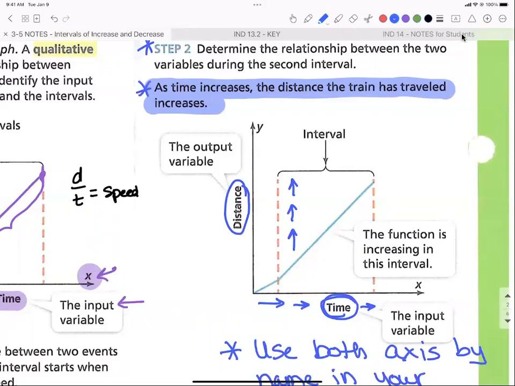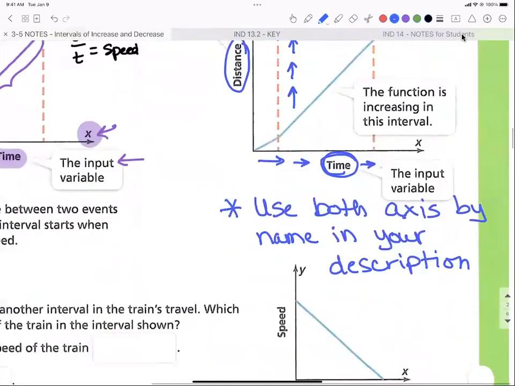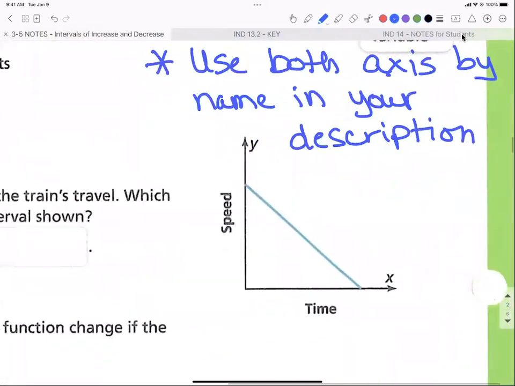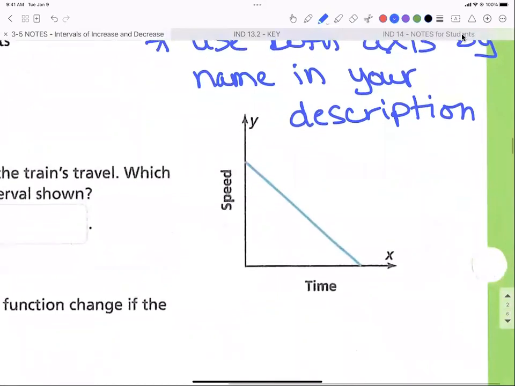It may not always be time and distance. Okay, look at this example. This one's time and speed. So if I was to describe this relationship, I would say as time, again, time always increases. Speed, I'm not going to use the word distance now. Why not? Because this isn't a distance graph, it's a speed graph. Every graph is going to be different. You have to look at the names of your axes to be able to know how to answer these questions.